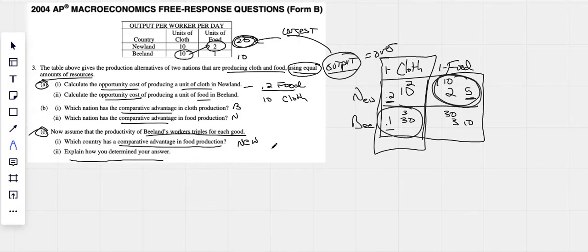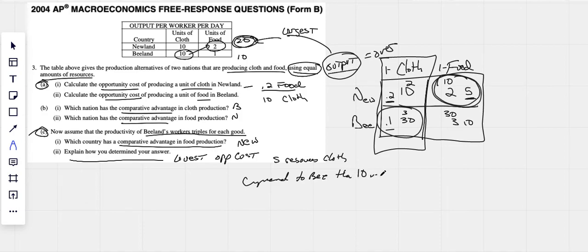Explain how you determined your answer. Interesting. How would I explain that? I would say that I found the opportunity cost, whoever has the lowest opportunity. I think this is just how we could answer this every way. Who has the lowest opportunity cost in food is Newland, which only gives up 5 resources of cloth, compared to Beeland that gives up 10 units of cloth for every one food produced. Something like that to let them know that you're choosing the lowest opportunity cost. I think you'll be fine.